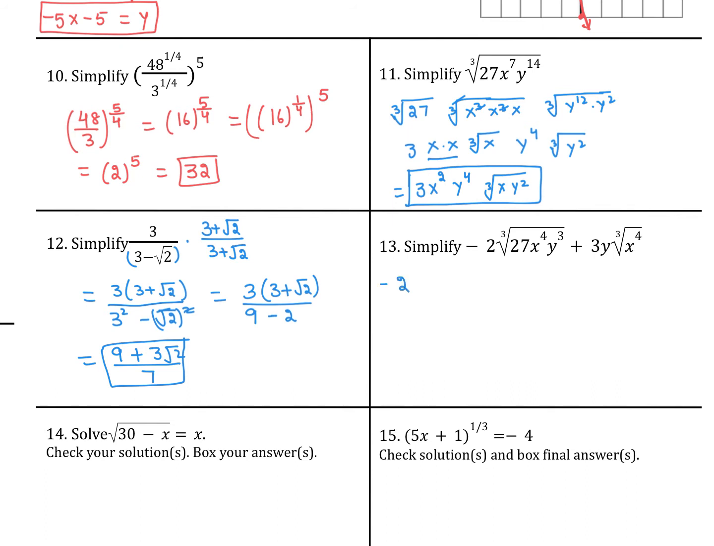And this one is 2 in the front, and you have here cube root of 27, x to the third times x, and cube root of y cubed. 3y, and for x to the power 4, we break it into x to the power 3 and x to the power 1. Cube root of 27 is 3.